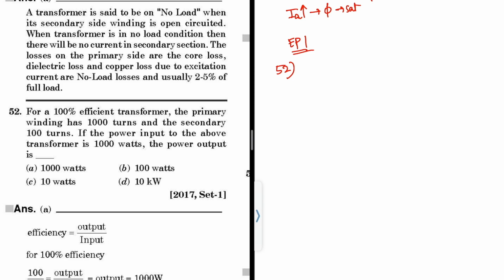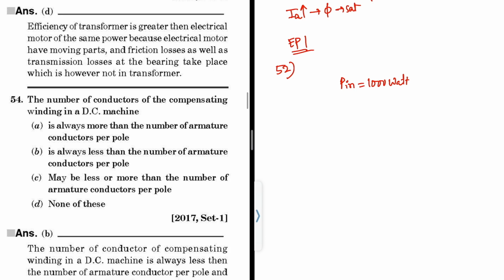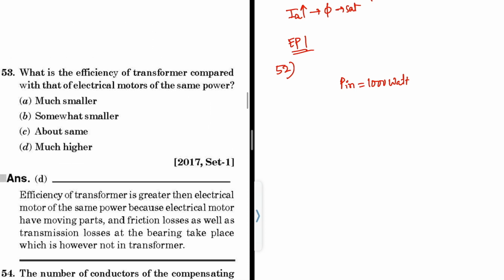Coming to question number 52. It is given a 100% efficient transformer. The primary winding is 1000 turns and the secondary is 100 turns. If the power input to the above transformer is 1000 watts, they ask for the power output. The device is a transformer, and a transformer is a constant power device. So the answer will be the same, 1000 watts, and it is also given that it is 100% efficient.